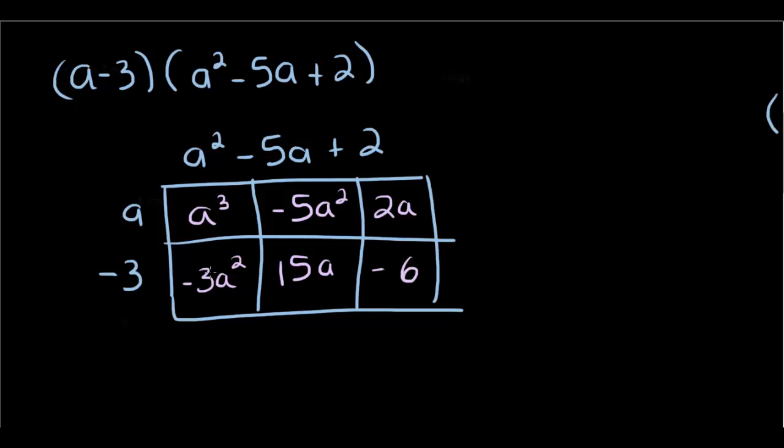And of course now we're going to combine like terms and write the answer. And the like terms are diagonally. So negative 3a squared minus 5a squared is negative 8a squared. 15a plus 2a is 17a minus 6. Okay, and one more example.